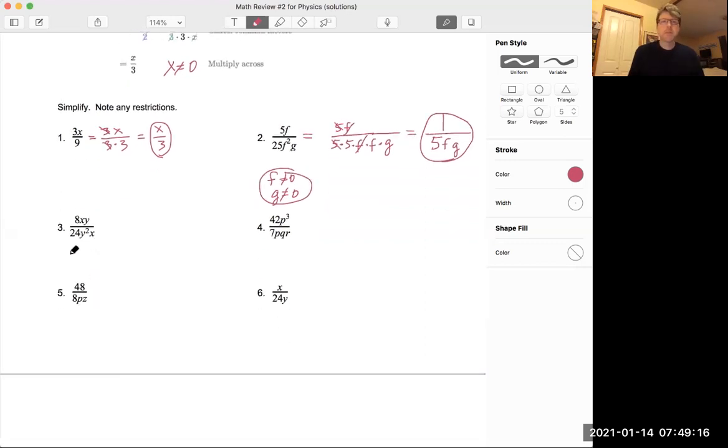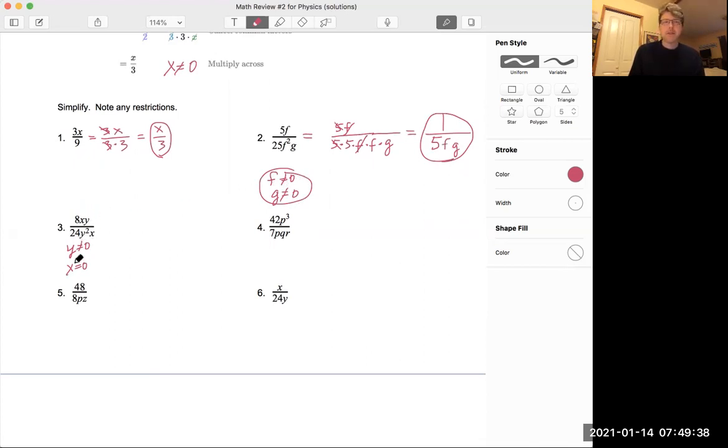Next one, we have the restrictions here. Y is not able to be 0. X is not able to be 0. And actually on this one, with the f and g not able to be 0, it's still obvious because the f and the g are still in the denominator. So, you know, officially we didn't have to write that because you can see it there.